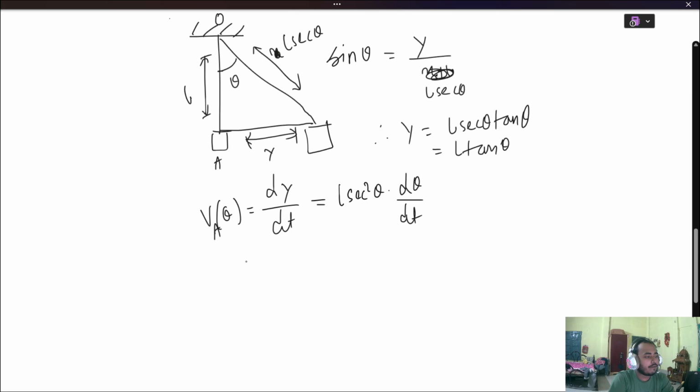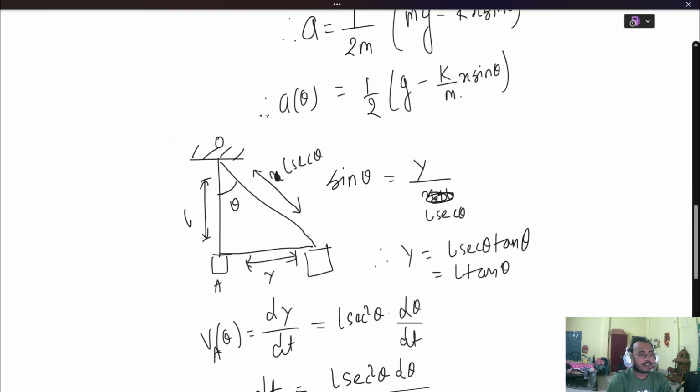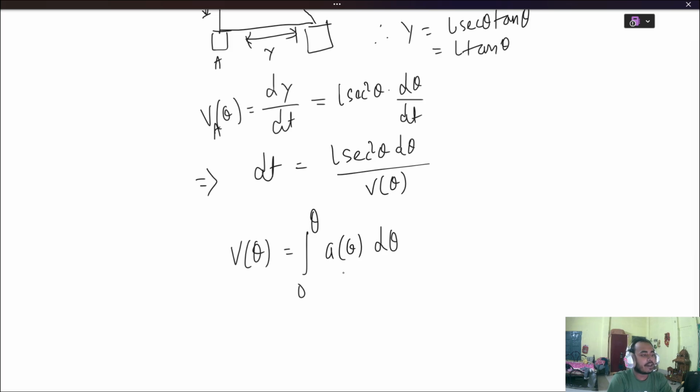And from this you can derive dt is equal to L sec squared theta d theta by v theta. I'm just going to call it v theta, which is the velocity of block A. Okay, so this is what we got. Now the acceleration was this, and we also know that the velocity at any point theta before it falls off is equal to the integral from 0 to theta of acceleration of theta d theta. This is because the initial velocity is 0, and this is by the definition of velocity and acceleration, right? This is how they're related.